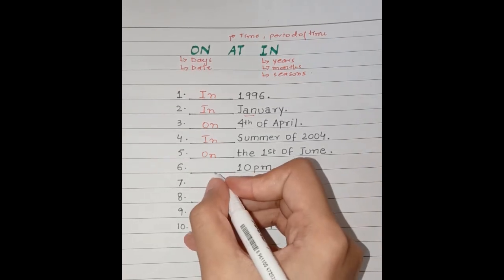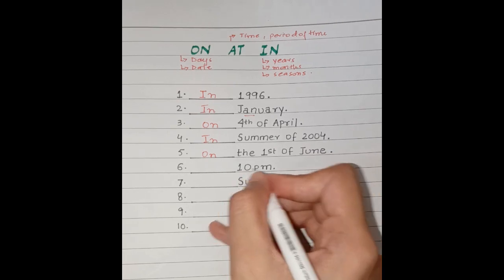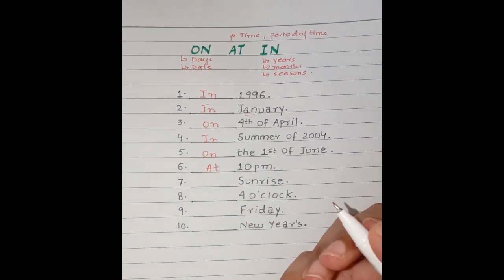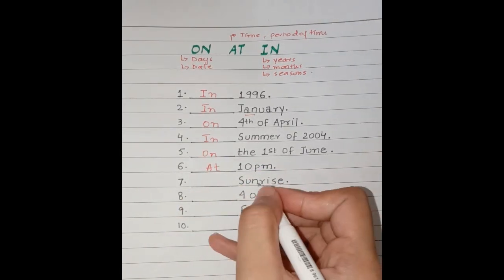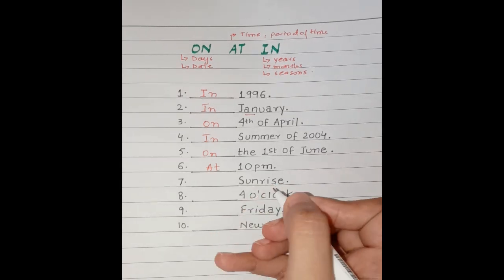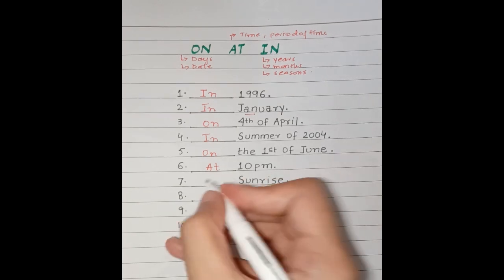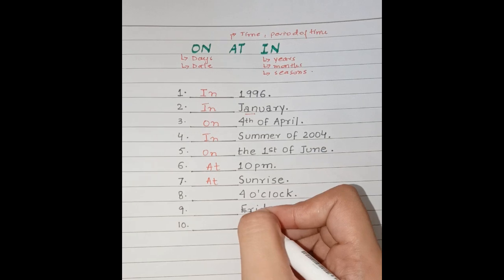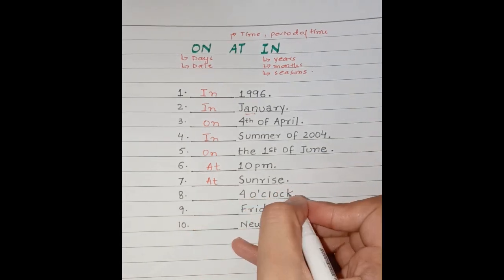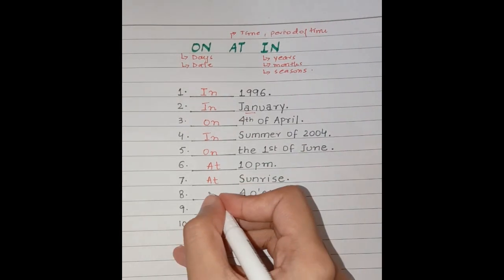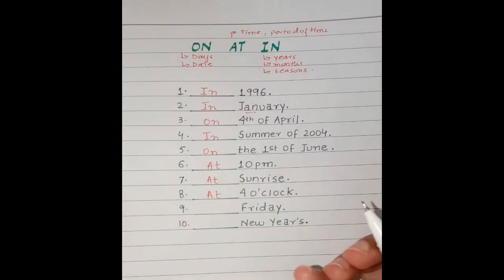Next we have blank 10 p.m. 10 p.m. indicates time, so we will use at 10 p.m. Next we have blank sunrise. Sunrise indicates a period of time, so we will use at sunrise. Next we have blank 4 o'clock. 4 o'clock is time, so again we use at 4 o'clock.